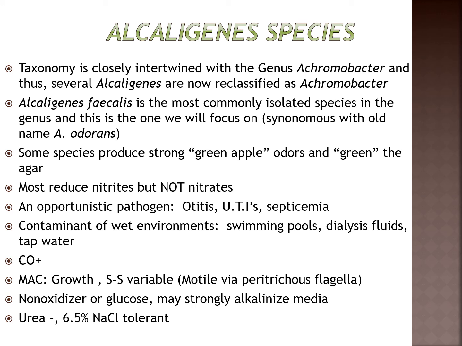Now, Alcaligenes species can reduce nitrites, but not nitrates. So that's kind of interesting about Alcaligenes. It is an opportunistic pathogen. It can cause ear infections, urinary tract infections, and septicemia. It's also a contaminant of water or wet environments such as swimming pools, dialysis fluids, and tap water.